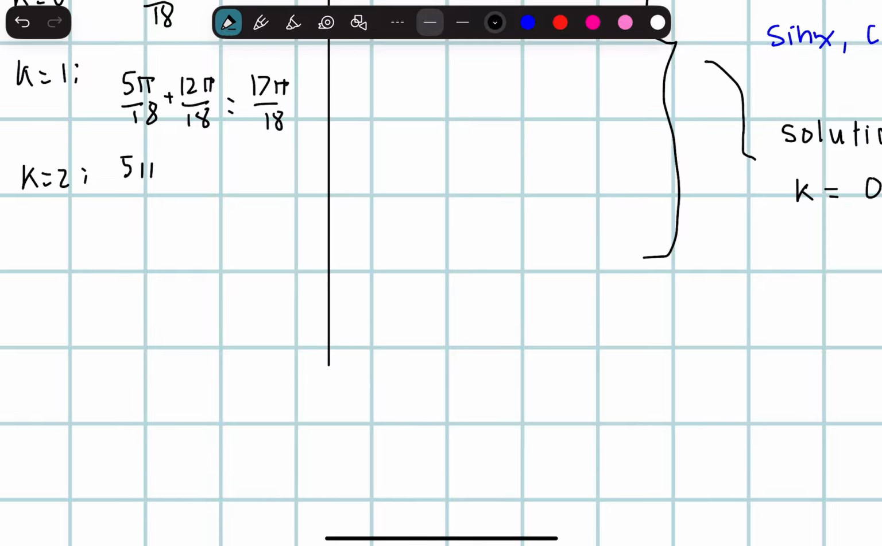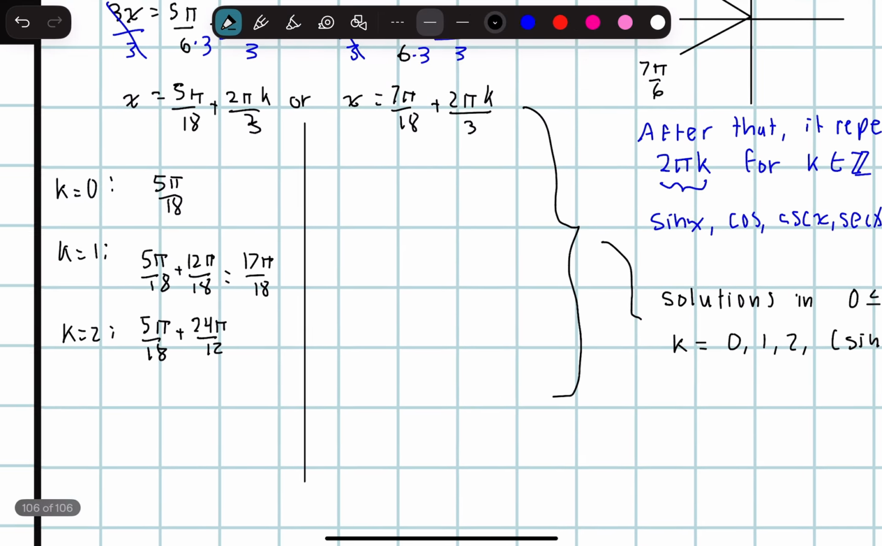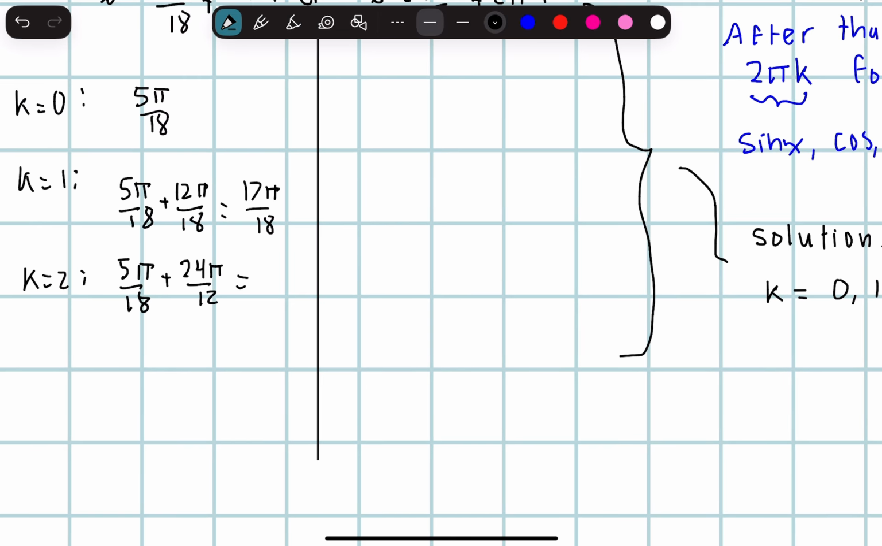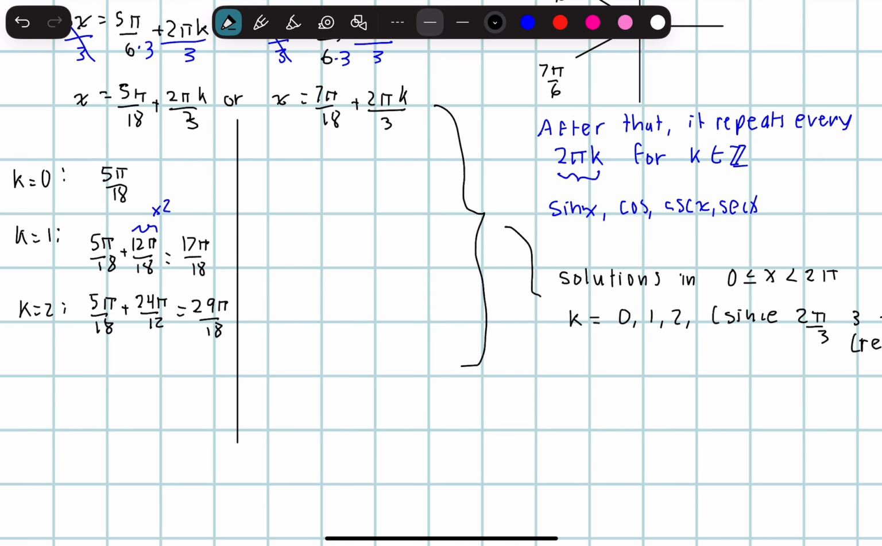Now from 5 pi over 18, you're gonna add again, just add the next equivalent. So it's gonna be 24 pi over 12. Basically you just double it and give it to the next person. Double the numerator, double this. Basically you times 12, and then you times 2. So now it's gonna be 29 pi over 18. Oh my gosh, wow, that's awesome.